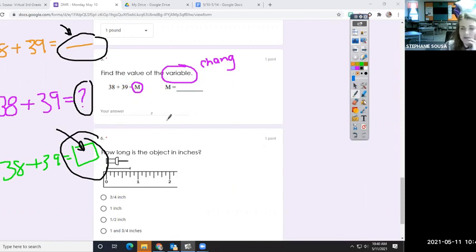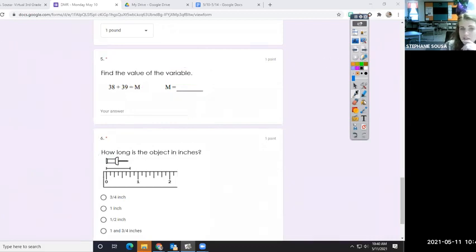But for whatever reason, when we change it to a letter, 3rd graders go, ah! When you've done it as a line, you've done it as a question mark, you've done it as a box, it's the same thing. We just changed the picture into a letter this time, okay? That's it. So it's asking us to just solve the equation. 38 plus 39 equals what?